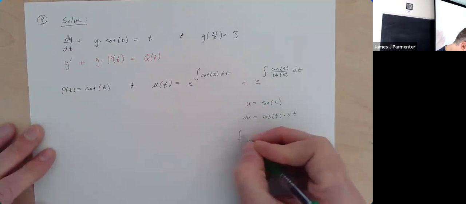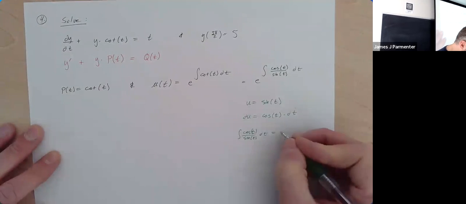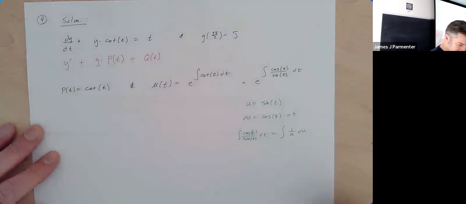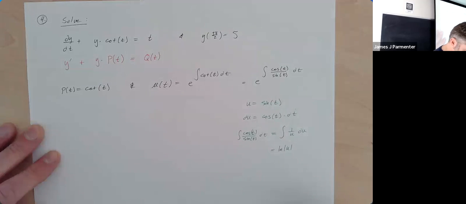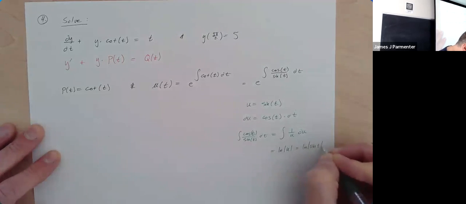So our integral of cosine of t over sine of t dt once again becomes the integral of 1 over u du, which is just the natural log of the absolute value of u. I'm going to write the absolute values this time. Why not? Which is the natural log of the absolute value of sine of t.